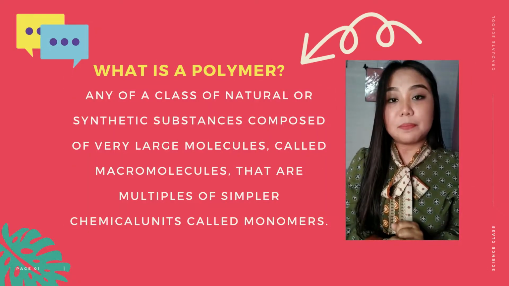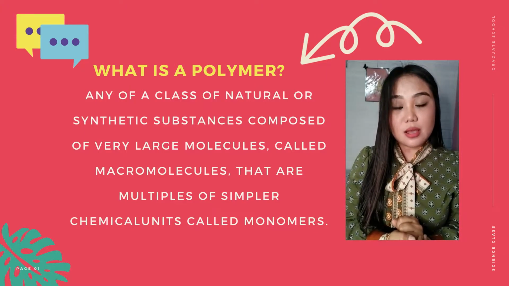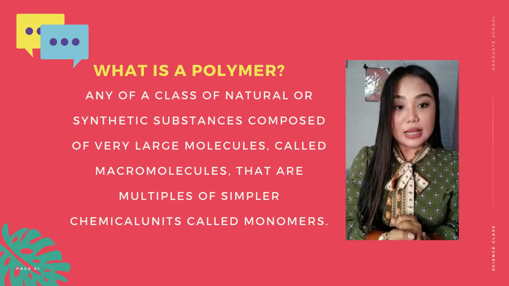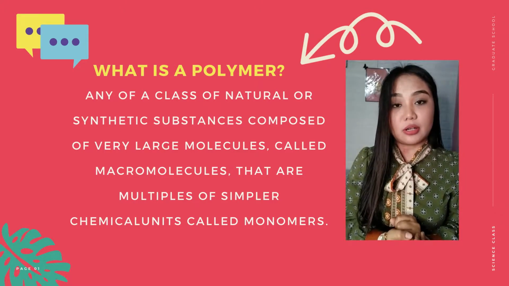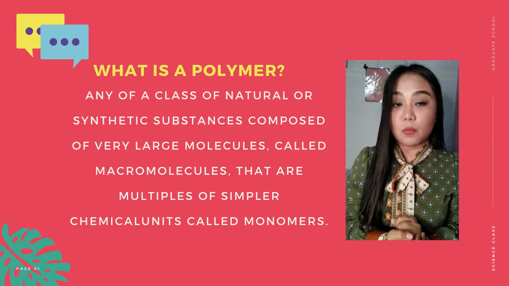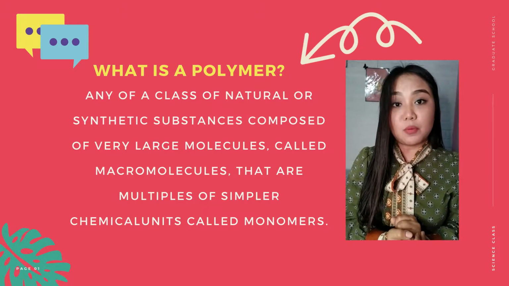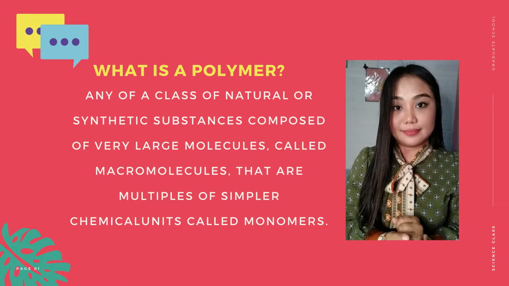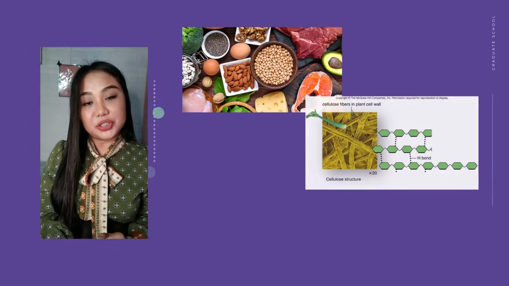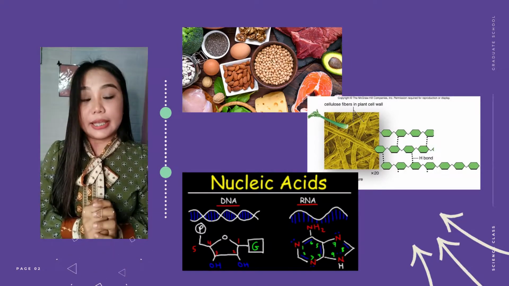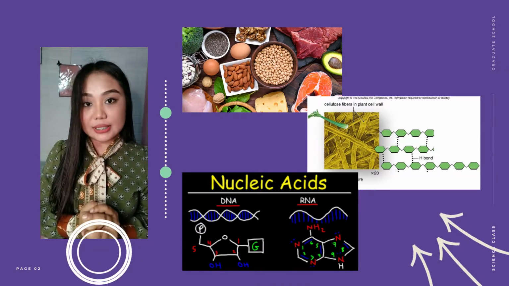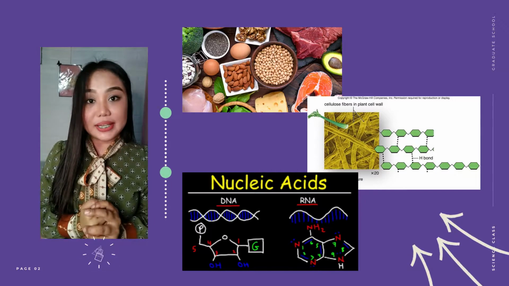Let's start with defining what a polymer is. A polymer is any class of natural or synthetic substances composed of very large molecules called macromolecules that are multiples of simpler chemical units called monomers. Polymers make up many of the materials in living organisms, including, for example, proteins, cellulose, and nucleic acids.